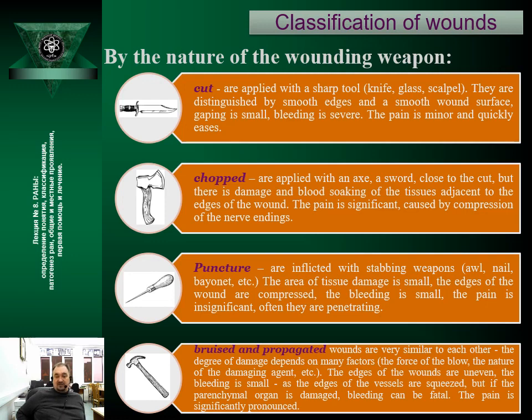The degree of damage depends on many factors, on the force of the impact, on the nature of the damaging agent. Most often, the edges are bruised or crushed, and the wounds are uneven. There is little bleeding, which can be attributed to the fact that the edges of the vascular wall are squeezed, and as a result external bleeding is small. But if parenchymal organs are damaged in the depth of the wound, then the bleeding can be very serious. That is, in this case, a bruised wound is accompanied by a closed injury to the underlying organs and tissues, that is, parenchymal organs.